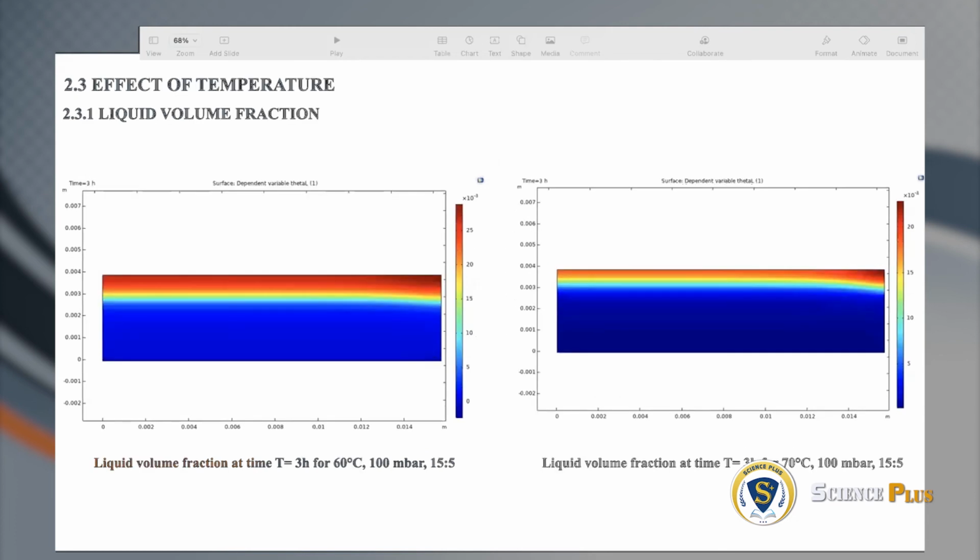So this slide shows how a change in temperature affects the different system parameters. Initially, the liquid volume fraction. A larger portion of the liquid volume fraction is in the blue region in the case when the temperature is set to 70 degrees Celsius. As this temperature increases, the amount of heat transferred from the heating plate to the sample increases. This raises the overall temperature of water in the sample. This increase in temperature leads to a higher rate of evaporation. Therefore, the higher temperature test case will have lower moisture content at any given time.